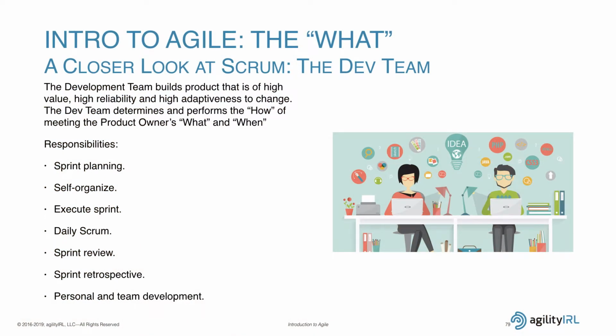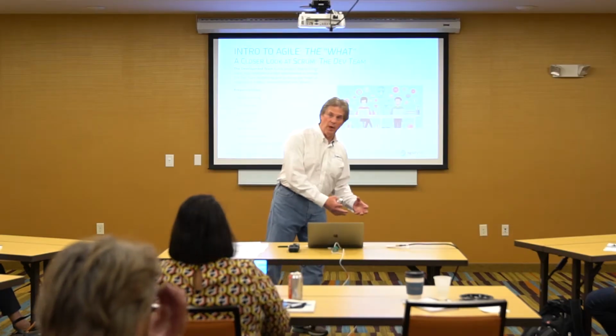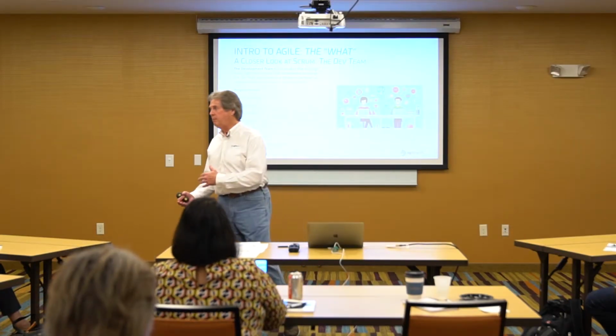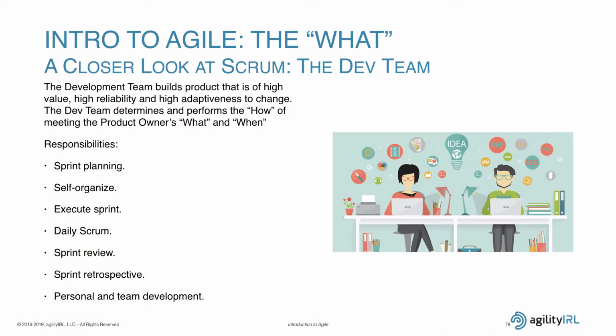Then we've got the development team. These are the ones that are building the product. You want it to be high value, high reliability, highly change adaptive. This is the team where the product owner gives them the what and the when, and the development team figures out the how. They do the sprint planning. They self-organize as to who's going to do what. They execute the sprint. They conduct their daily scrum. They do sprint reviews, sprint retrospectives, and personal and team development.